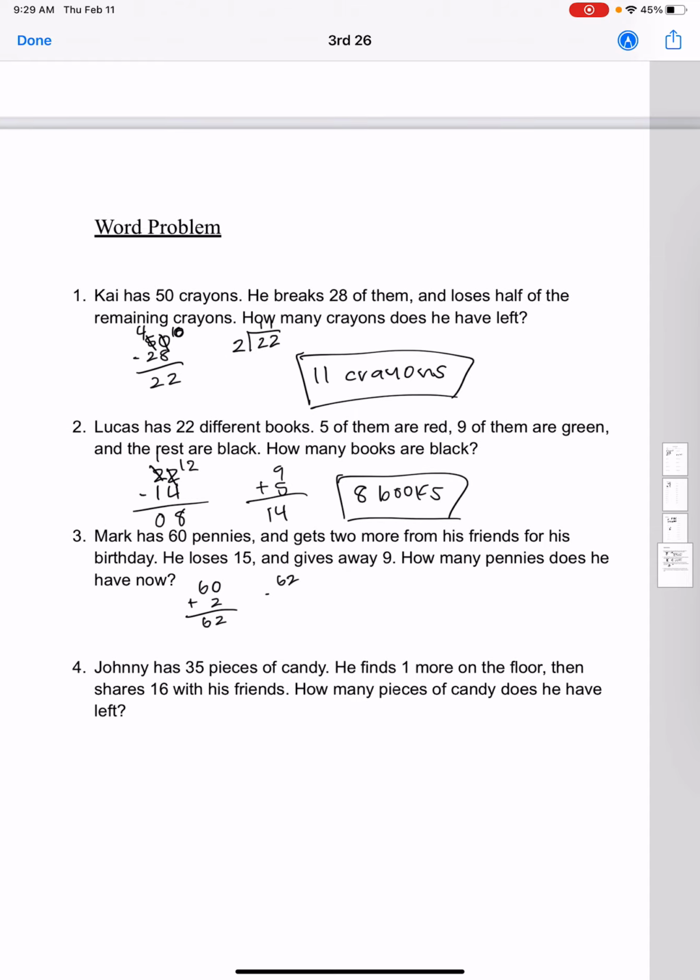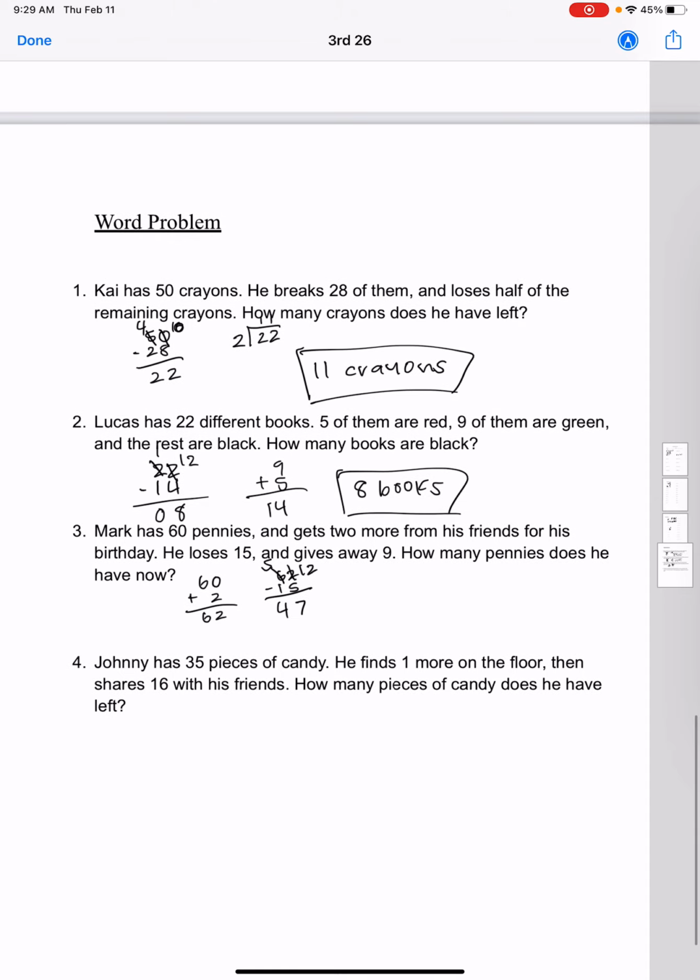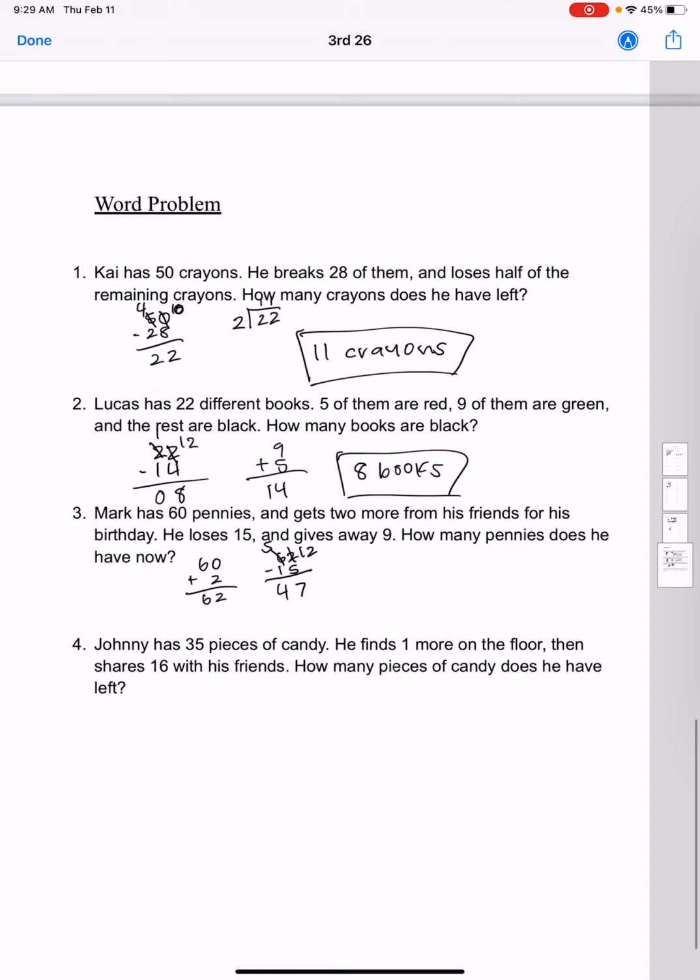So 62 minus 15. This turns into a 12, this turns into a 5. 12 minus 5 is 7, 5 minus 1 is 4. So he has 47, and then from there he gives away 9. So 47 minus 9. 7 turns into a 17, 4 turns into a 3. 17 minus 9 is 8, 3. So he has 38 pennies.